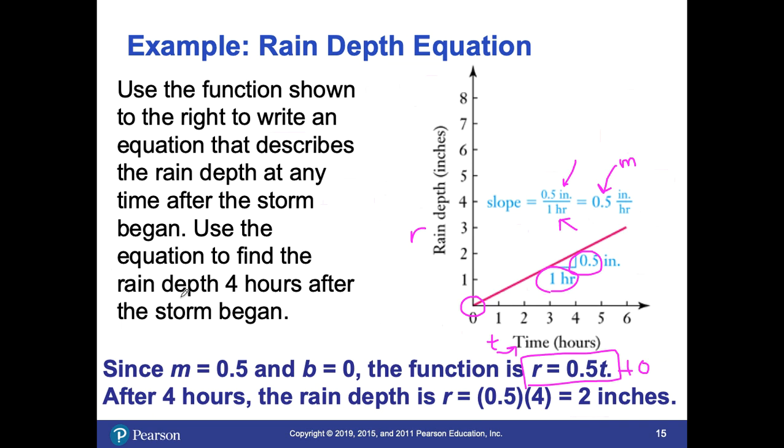The question also says, use this equation to find the depth 4 hours after the storm began. Well, all I simply do is replace t here with a 4. Notice I have 0.5 times 4. That gives us 2 inches, which is the second answer here. So, a pretty straightforward linear model, in this case dealing with rain depth.